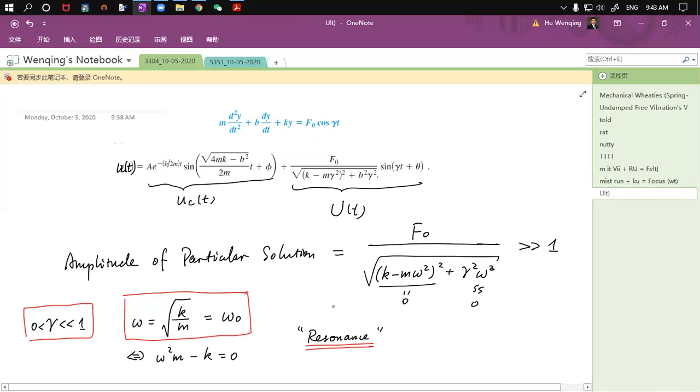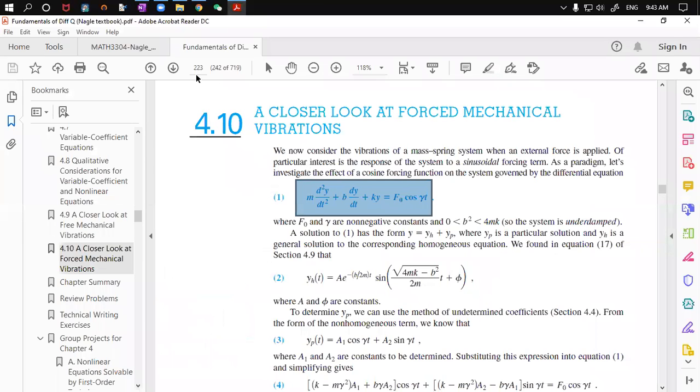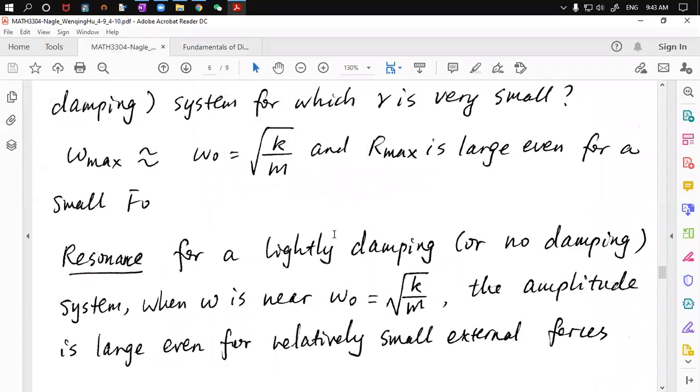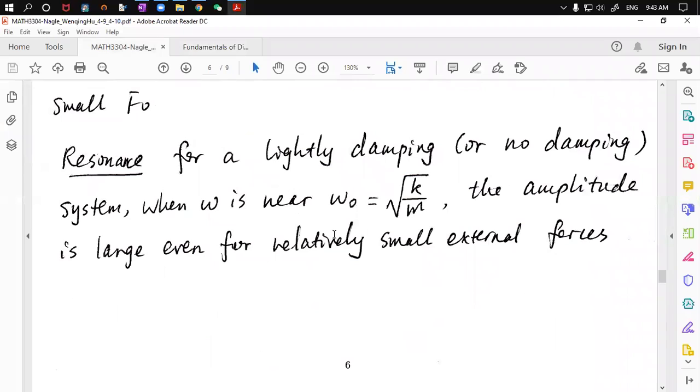So you must remember that resonance occurs under two scenarios. One is that the damping is small. The other one is that the external forcing has a frequency that's equal to the natural frequency. Then in that case, you're going to have resonance. So this is going to be pretty important, and it is usually tested on the exams.